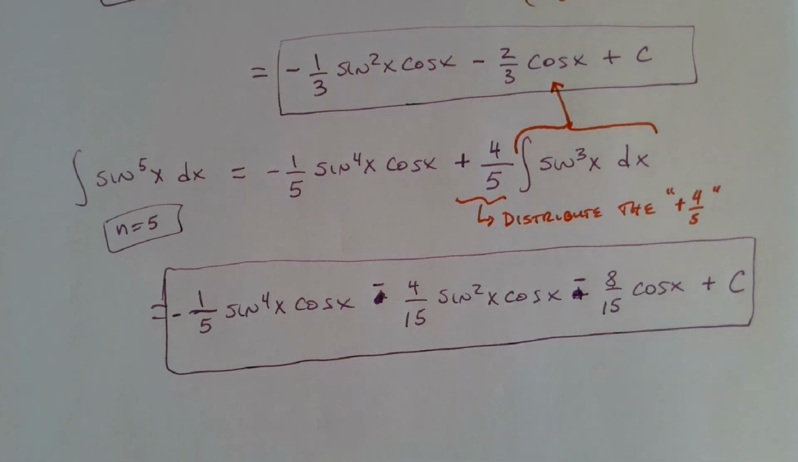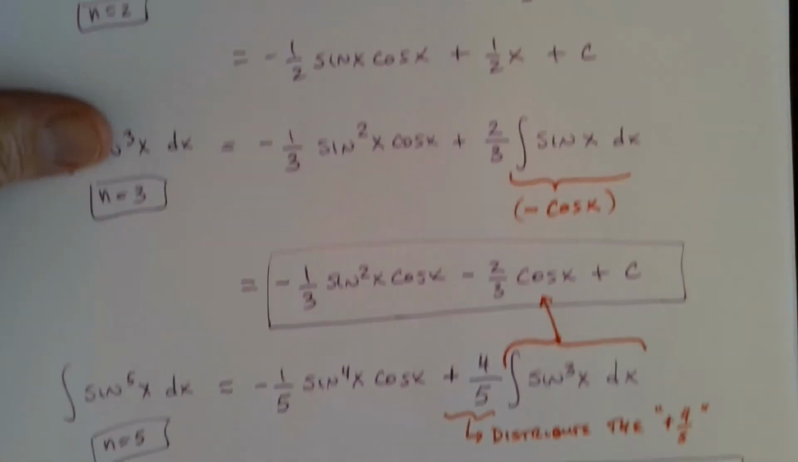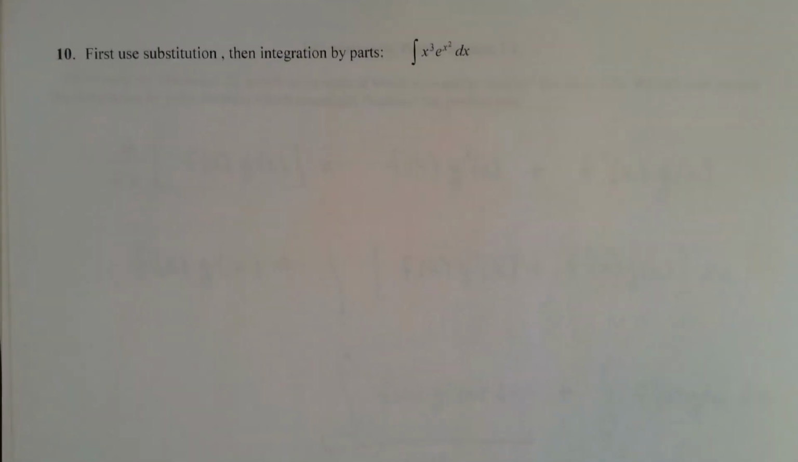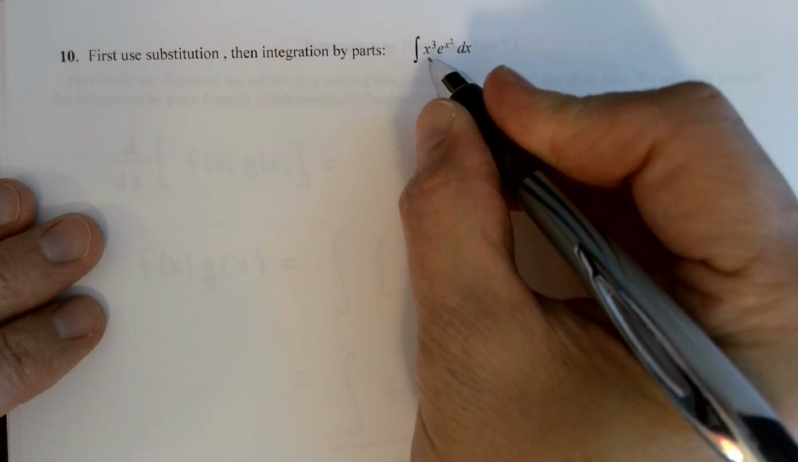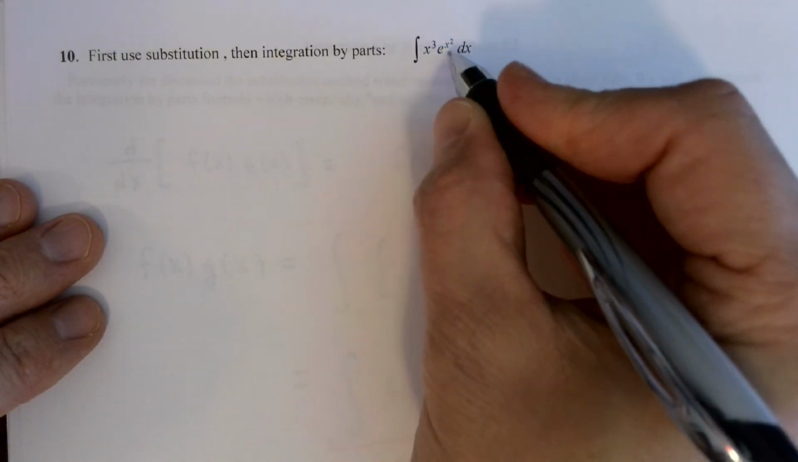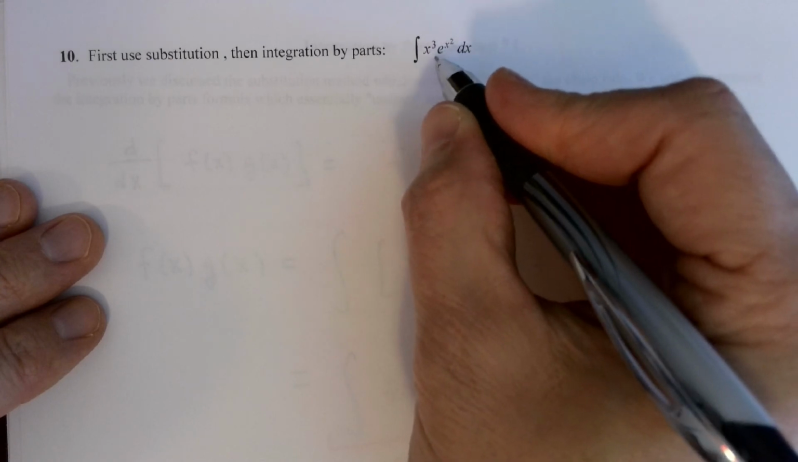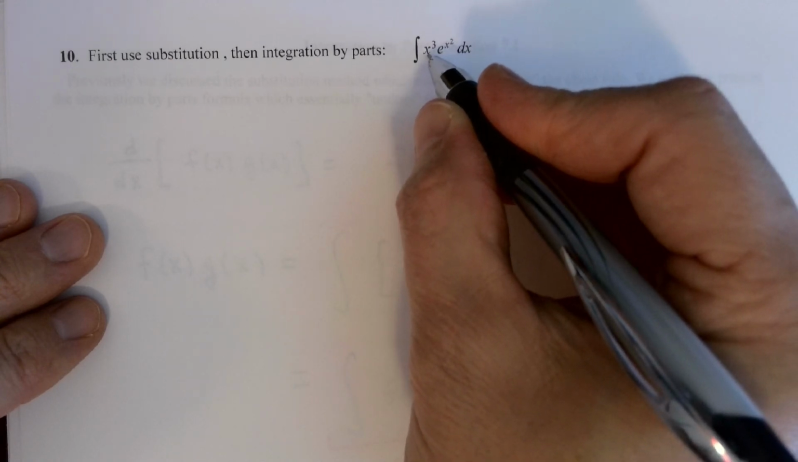I just want to close with this last problem, and that is I want to take a look at a combination. So we've learned integration by parts. Sometimes we use substitution and integration by parts together, we've seen, and that's also illustrated with this problem here. First, we're going to use a substitution. If I try and use a direct integration by parts, I'm going to have a problem because you would choose u to be the x cubed.